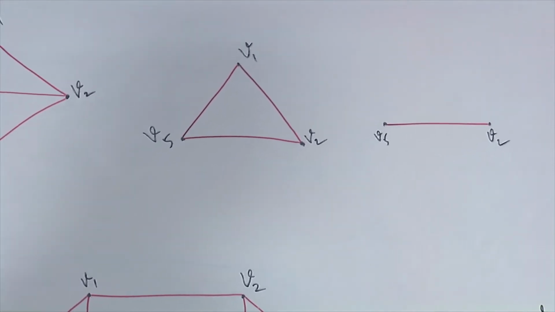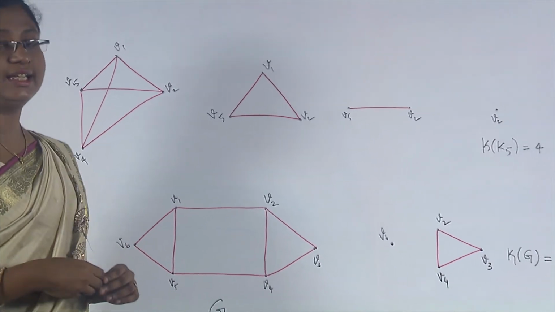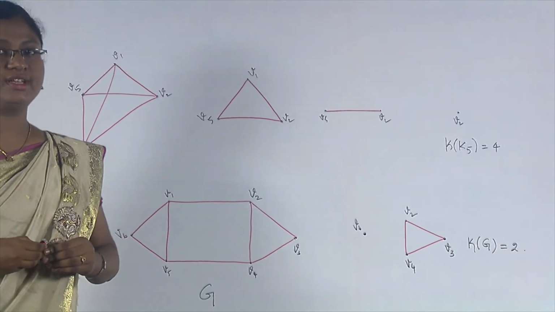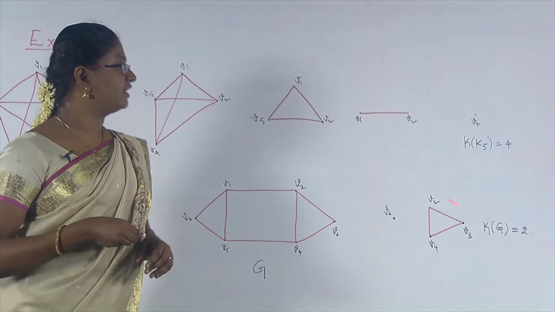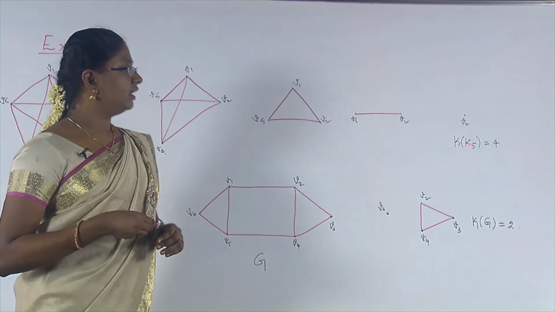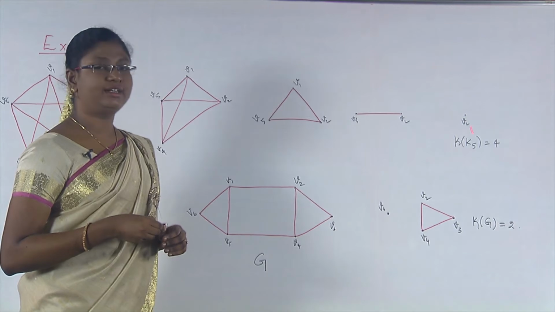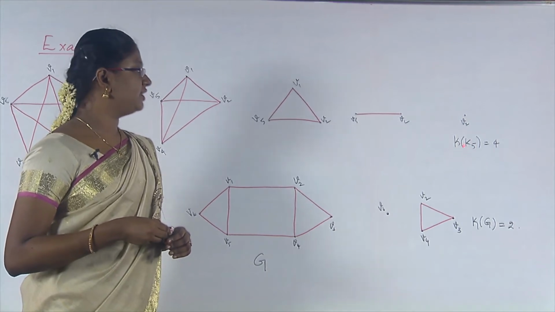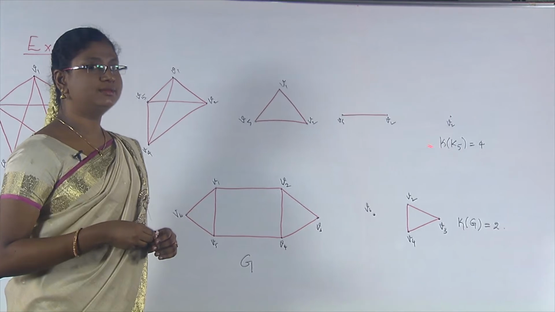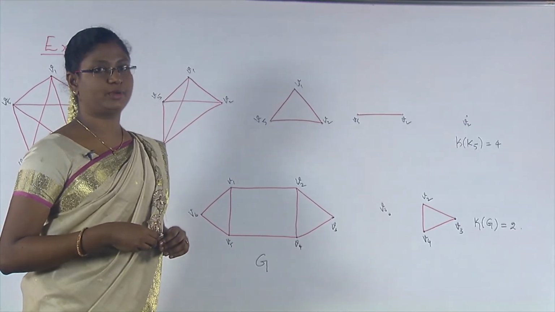We have already seen that removal of any number of vertices in a complete graph does not give us a non-trivial disconnected graph. It always gives us a trivial graph. Therefore, for K5 we have to remove 4 vertices to get a trivial graph. So the connectivity, that is the minimum number, of K5 is 4. Similarly, connectivity of Kp is equal to p minus 1.